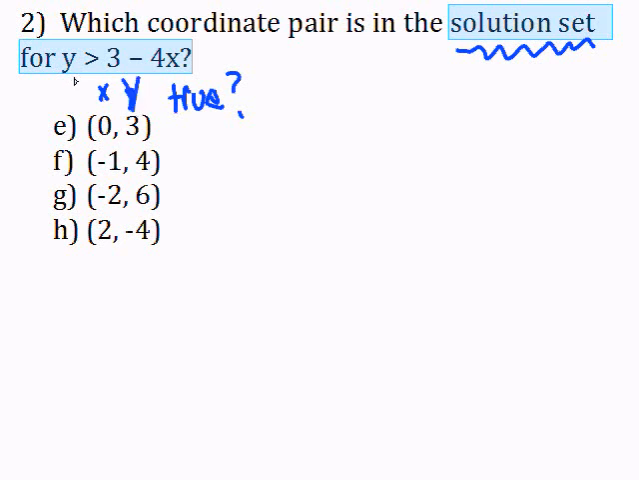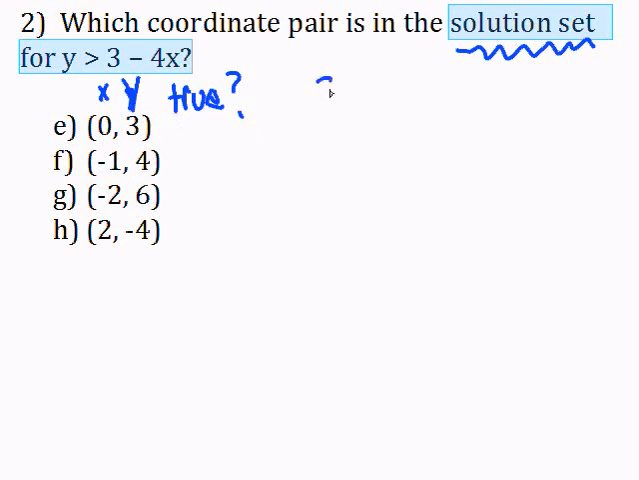Notice the inequality is written with y first, but if we look at our ordered pairs, it's x and then y. At this point, it's just guess and check. We just substitute the numbers in and see if it works out. Okay, so let's start with the first one. X is 0, y is 3.